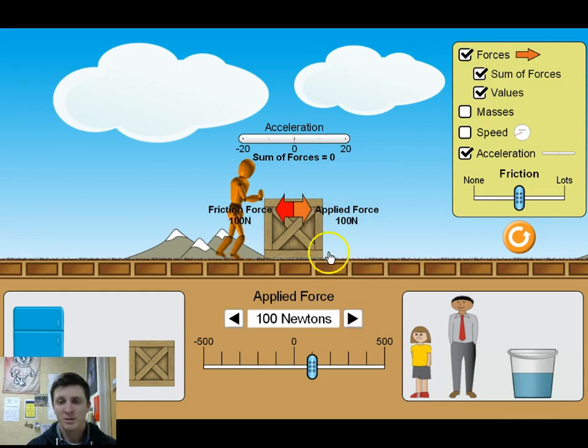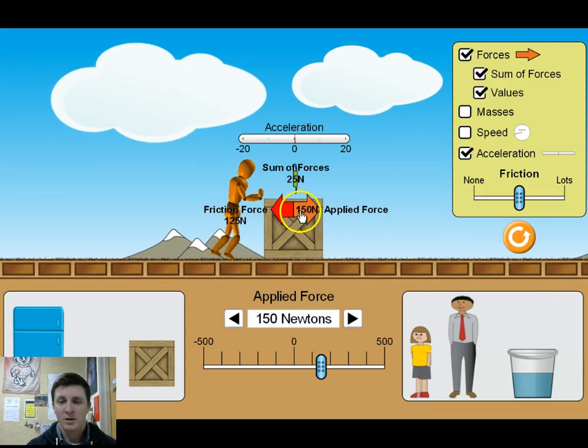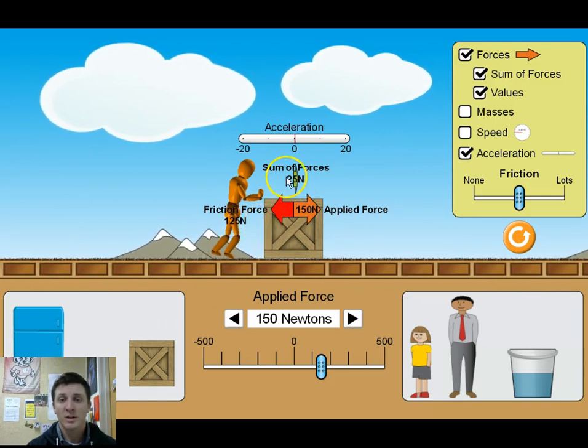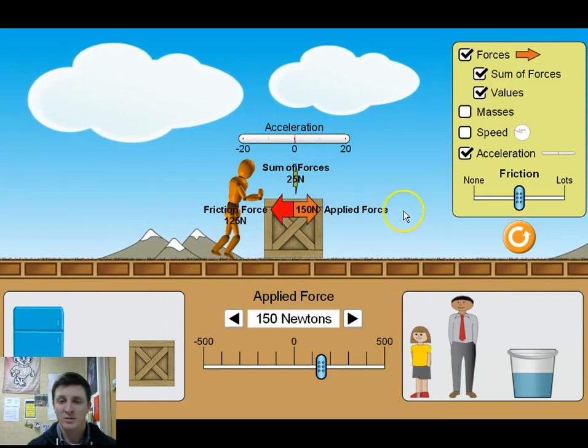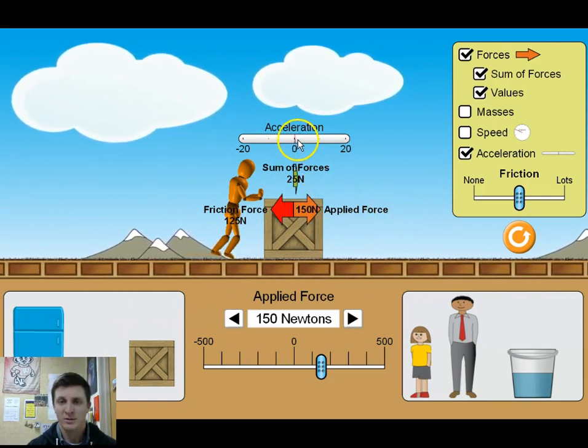If I keep increasing it, you can see that the box is not moving, and we need to get to a point where the force is unbalanced. So if you can see here, we have 150 newtons applied force, which is 125 newtons of frictional force. We have a sum or unbalanced force of 25 newtons in this direction. As you can see, the acceleration has increased a little bit here.